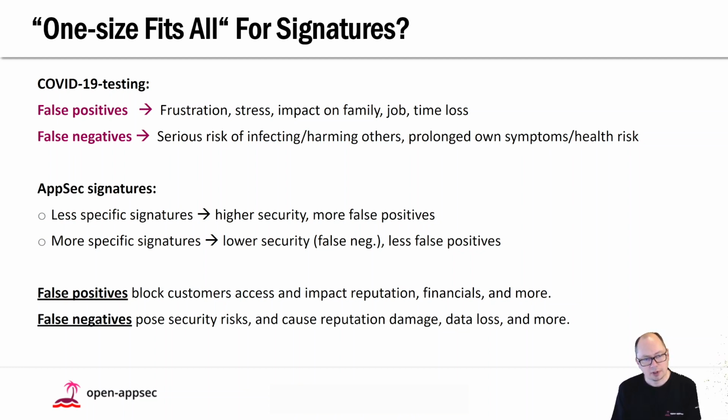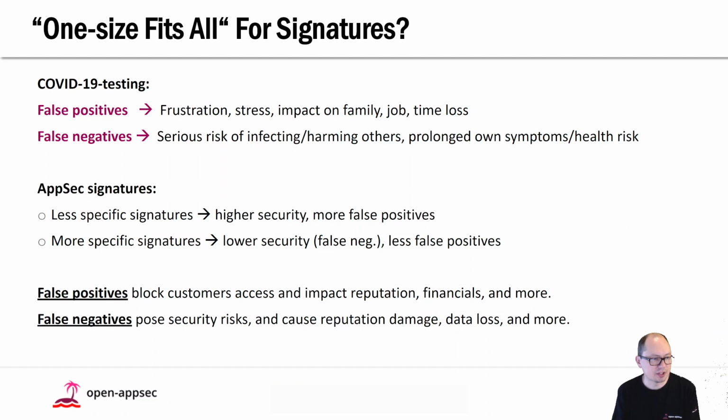there, first of all, you can have less specific signatures. If you have less specific signatures, it means you get higher security, but also you get more false positives potentially, because they take more requests and consider them malicious. If you have more specific signatures, then this leads to lower security with the potential of creating false negatives, but also reduces false positives. So none of this is perfect, and it's always a trade-off.